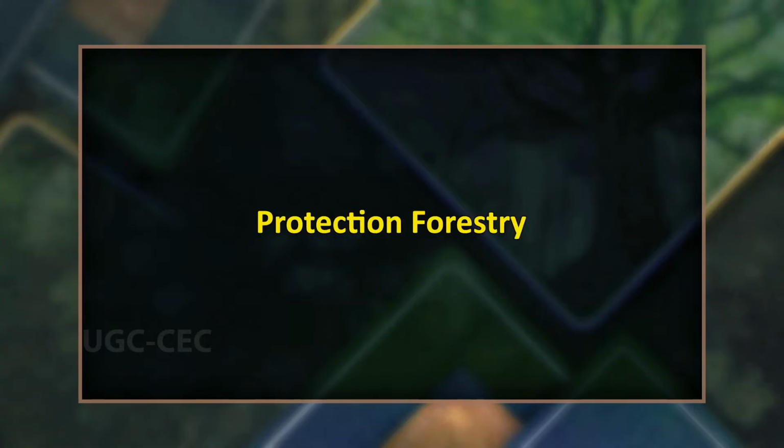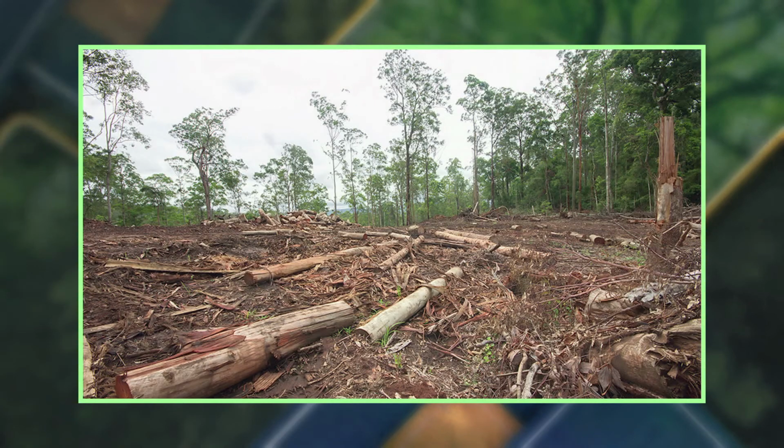Based on the objectives, forestry is classified as under. Protection forestry. Protection forestry is the practice of forestry with the primary object of protecting lands, whether those upon which the forest is situated or those at a distance from it.